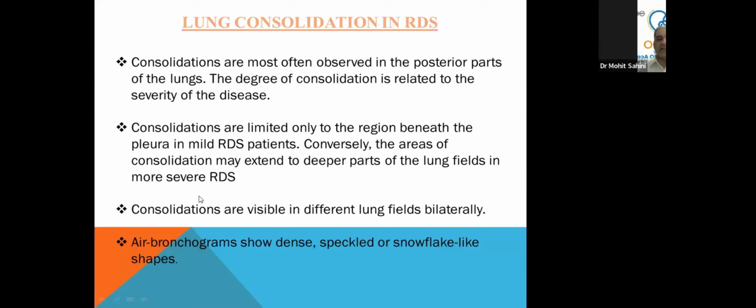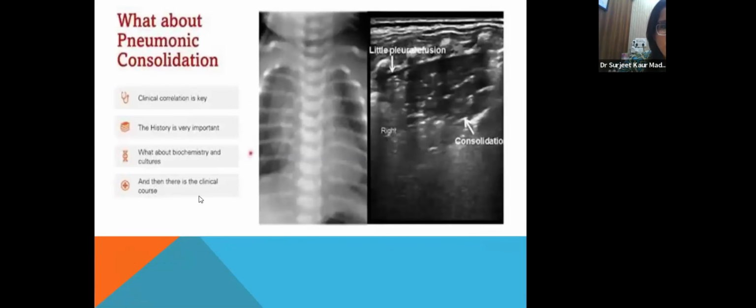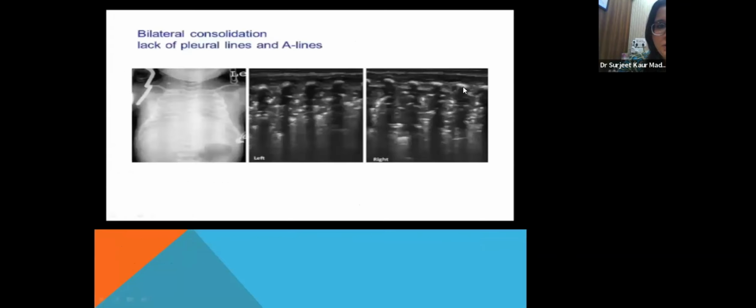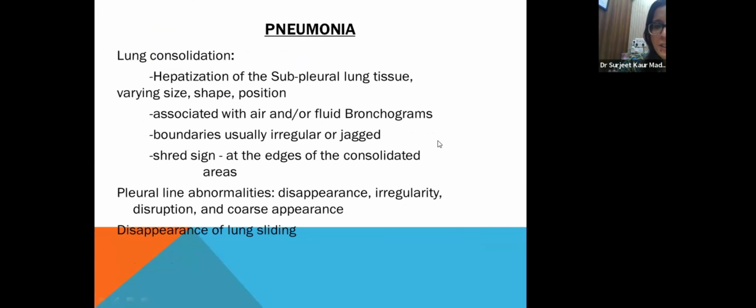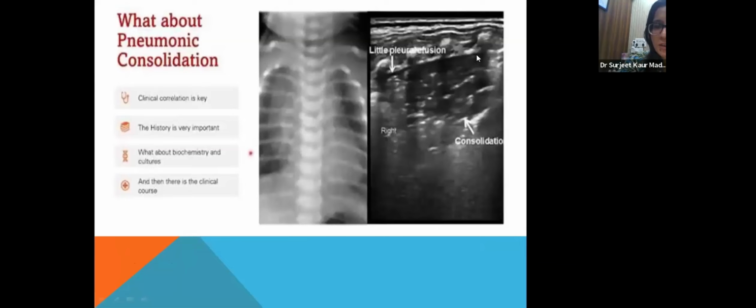So how to differentiate RDS and pneumonias? That is the question. In pneumonia, as I showed you in my picture, there is a shred sign. You won't see this kind of shred sign in your RDS. It has a different kind of picture. This is the subpleural consolidation, how you see it in RDS. And in pneumonias, you see this kind of shred sign. This could be one of the differentiating features. And the rest will be your clinical history, your biochemistry, and your sepsis screen reports. Yeah.